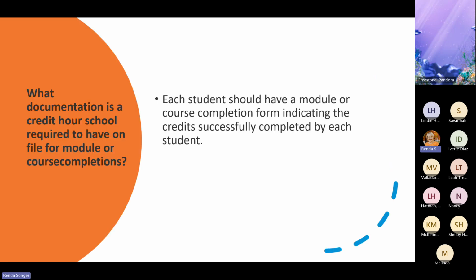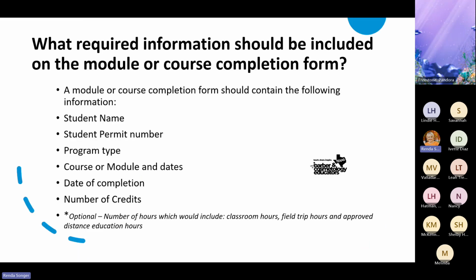So what documentation are you required to have on file for module or course completions? Each student should have the module or course completion form indicating the credits successfully completed. It should have the name, the permit number, the program type, so barber, cosmetology, manicuring, what have you, the course or module, and dates. I recommend the date you started, the date you completed, and the number of credits.